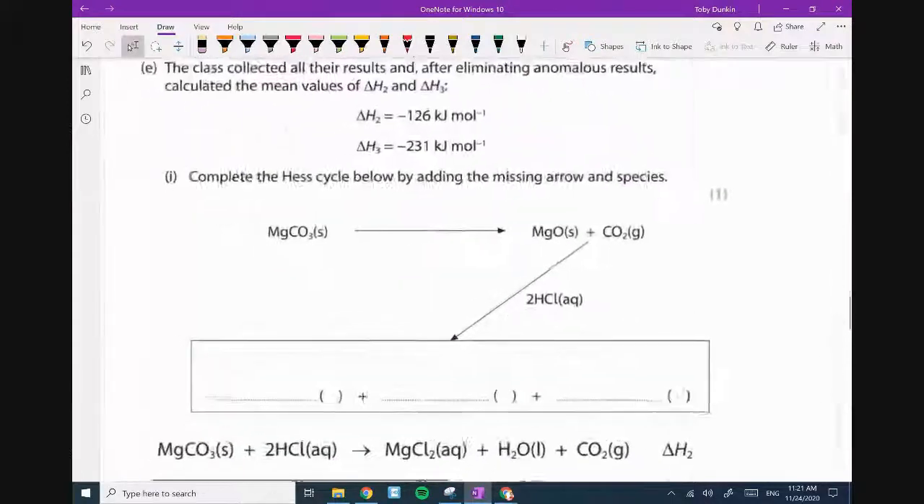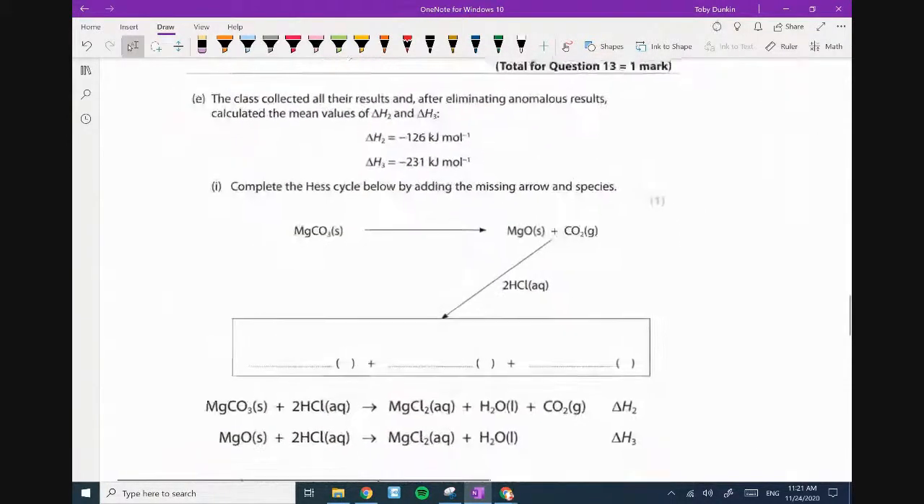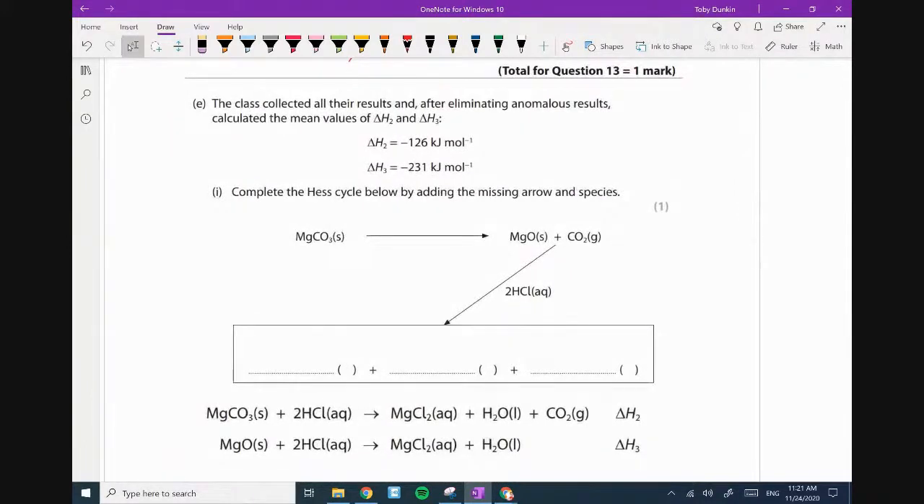Hardest question of all. You've got to finish the cycle. Okay. This is a bit more challenging. They've provided you with 2 equations at the bottom, yeah, for delta H3 and delta H2. And then what they've done is they've given you this cycle and they're expecting you to figure out what's going on. And you can see what they've done. They've done a clever trick. They've done the HCl. There's the HCl in these equations.